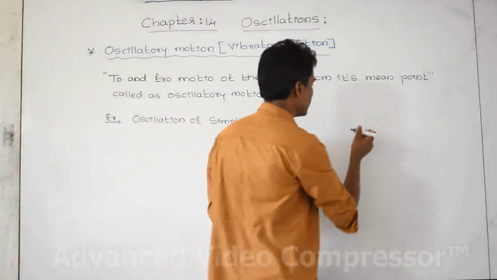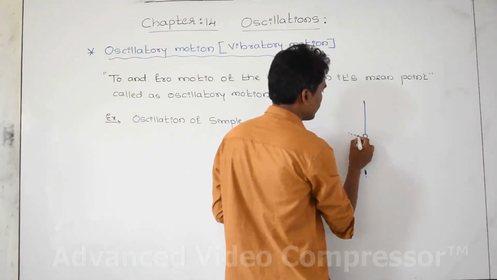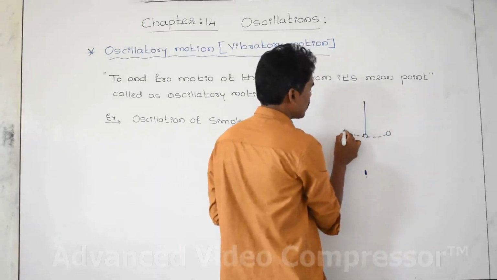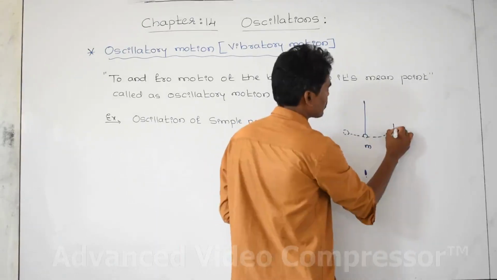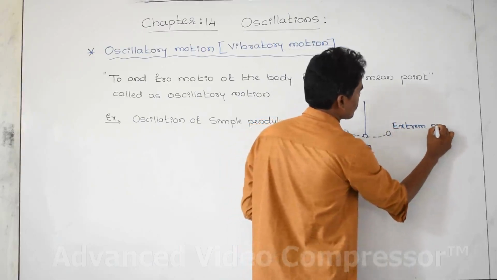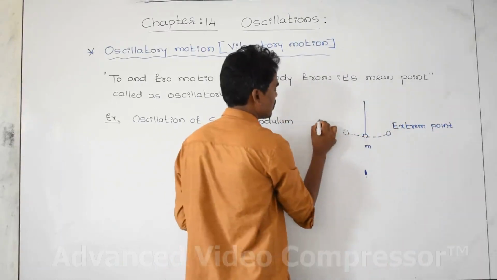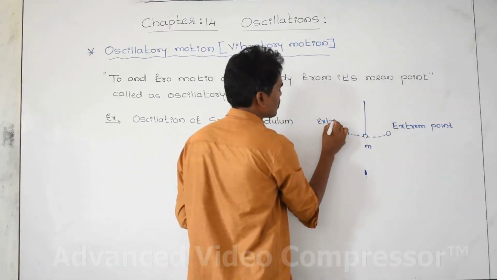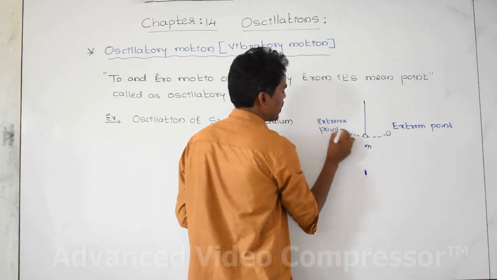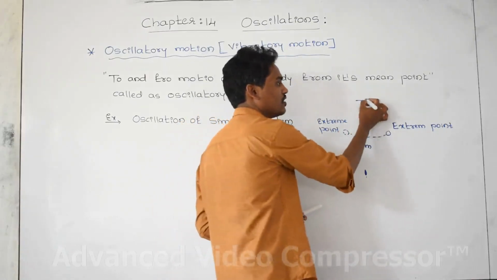Let us take, this is a simple pendulum, this is the object, and here this is an extreme point, this is the mean point, this is an extreme point, this is also an extreme point, this is also an extreme point, and this is a mean point, and this is a thread, and this one is a support.